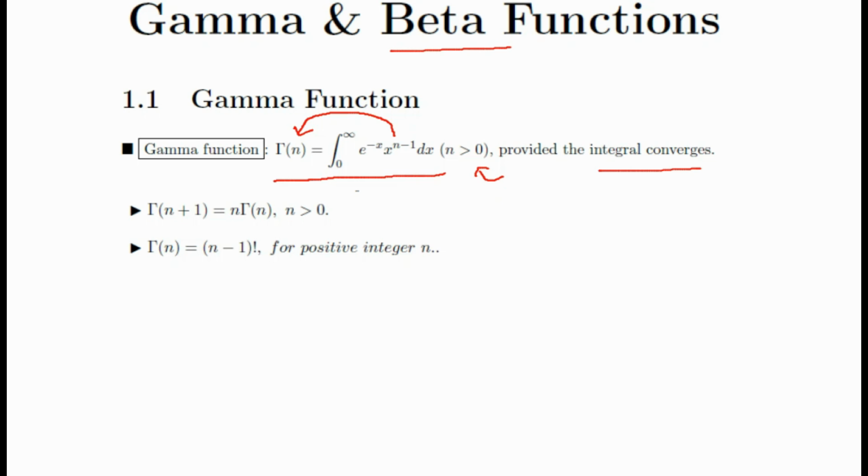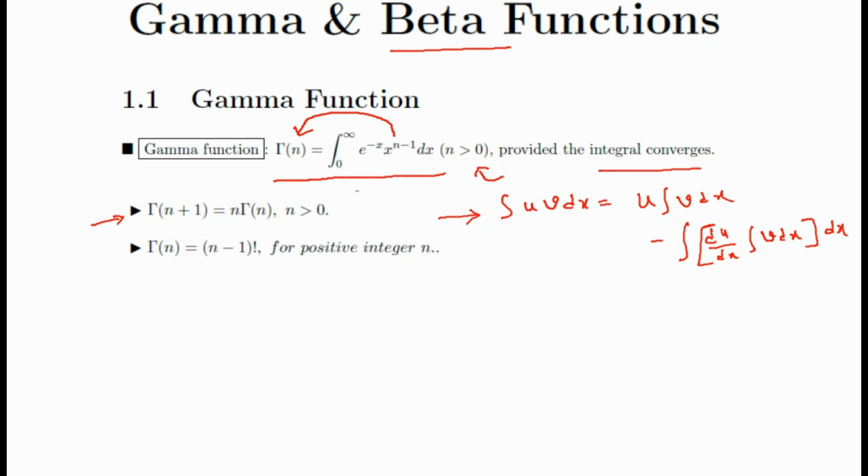So the first property here we will discuss is gamma n plus 1 equal to n gamma n, and you can easily prove that. For that we will first need to recall that integration of u v dx you can write as u times integration of v dx minus integration of du dx into integration of v dx. This is called integration by parts, and we will use that in our proof.